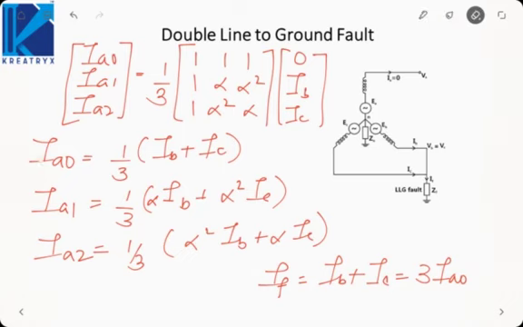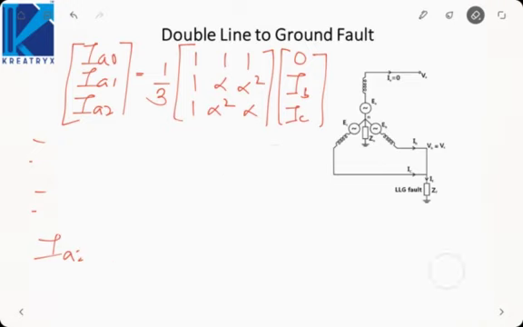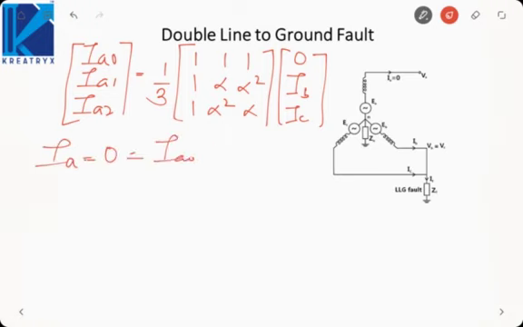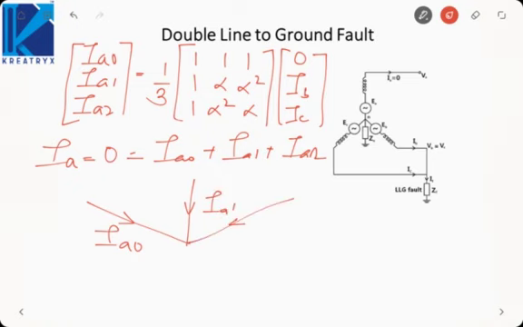From here I can observe one more fact: since IA is 0, IA0 plus IA1 plus IA2 must be 0. That is, these currents should be like this: IA0, IA1, then IA2. So somehow the sequence networks should be connected like this, so that all the currents converge to the same point and their sum becomes 0. So this gives us a hint of what the connection of the sequence networks should be.